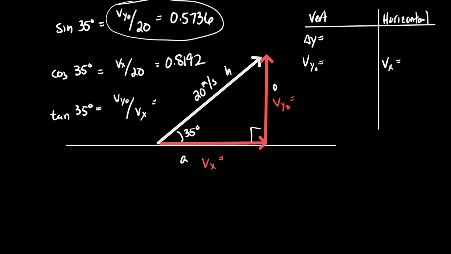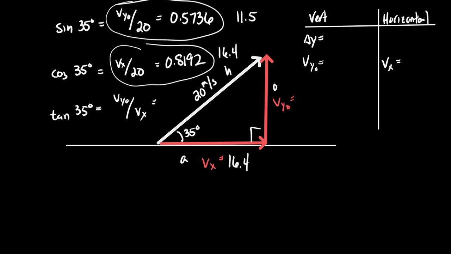If I were you, I might keep more decimal places. Well, that doesn't equal that. And I can find my horizontal velocity. Now, truth is, this is the 16.4. This is the 11.5.